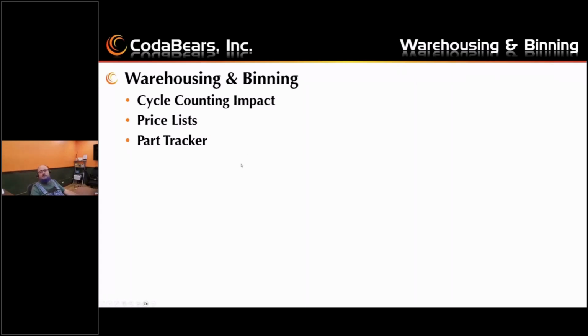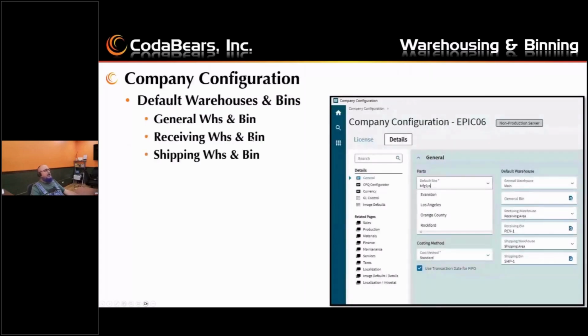So our first one is going to be going into company configuration. And right off the details is going to be how we set our default site. We're going to have a default warehouse for the system and a general bin. We're going to have a receiving warehouse and a receiving bin, and then a shipping warehouse and a shipping bin. I have a lot of people that will make this the same as their main warehouse, and they'll just have a bin called receiving or a bin called shipping.